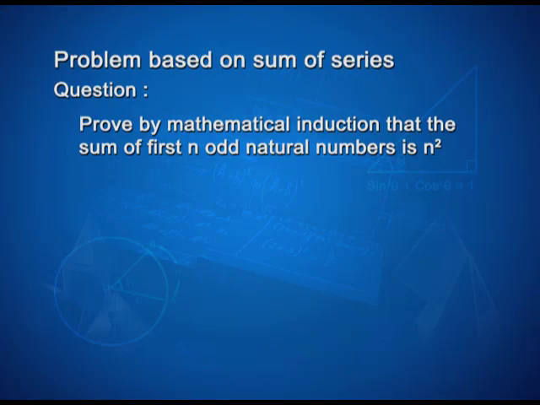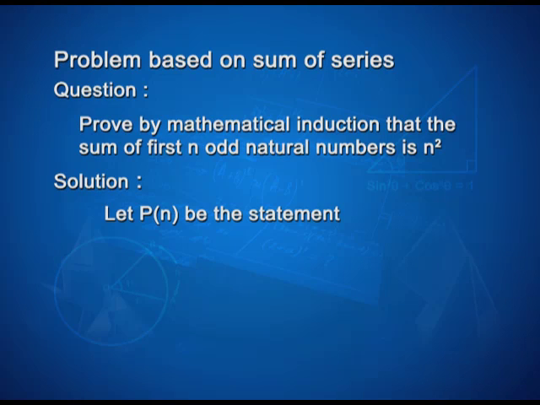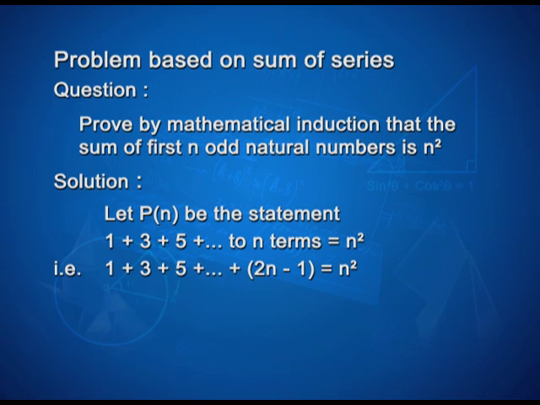Now, after learning the principle of mathematical induction, students, let us see how we can solve the mathematical statement like sum of first n odd natural numbers is n square. First, let P n be the statement 1 plus 3 plus 5 plus to n terms is equal to n square, which again can be rewritten as 1 plus 3 plus 5 plus 2 n minus 1 is equal to n square. Did you observe how we obtained 2 n minus 1 here?